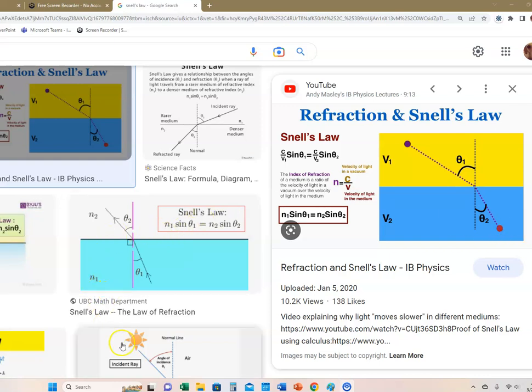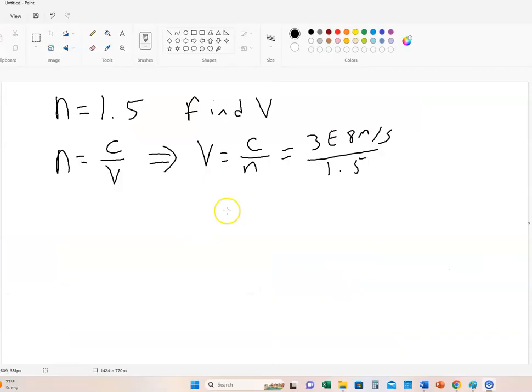All right, so let's get back to the examples. Let's do this example right here. Suppose we had an index of refraction of 1.5. That's really close to glass, or some type of glass. We want to find the velocity of light in the glass. Remember the light once again, the light never really slows down. It effectively slows down because it's being absorbed and re-emitted, absorbed and re-emitted.